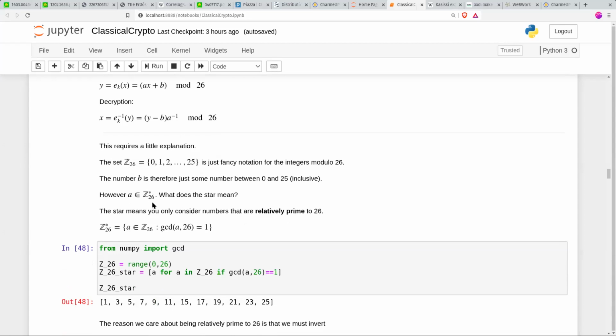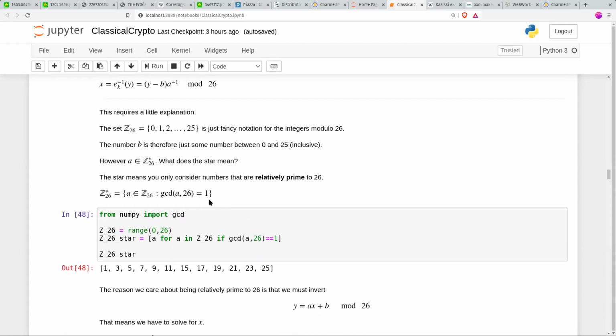So this is official notation. We're going to be using this all semester. So what does the star mean? It means that you only consider numbers that are relatively prime to 26. So that just means that the GCD is 1. So Z26 star is all the numbers between 0 and 25 such that the GCD of the number and 26 is 1. That means they have no factors in common.